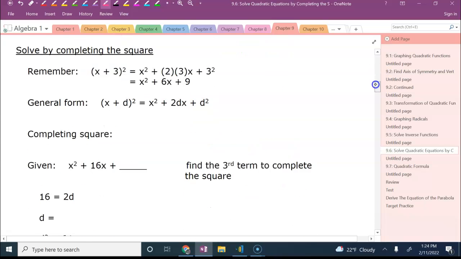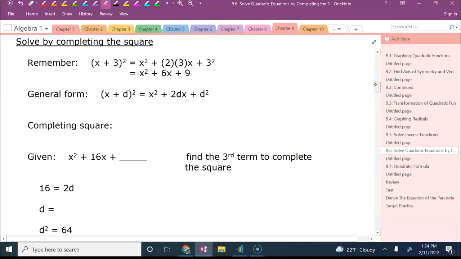Okay, so let's talk about how we can do this process for other types of equations that maybe you can't just automatically factor the left-hand side like we saw in those last two. And so this is when we're going to get into that process that's called completing the square, so we can see exactly how this is going to work.